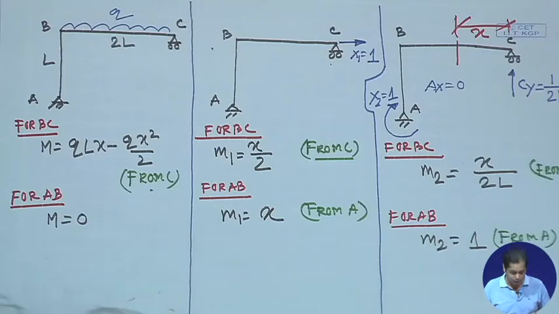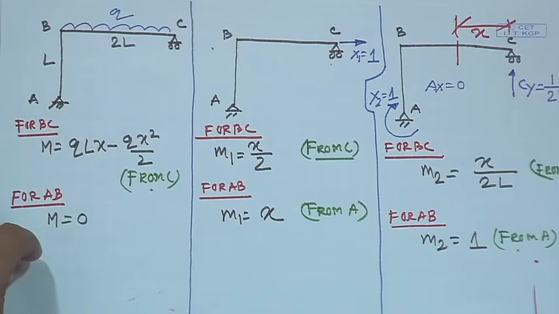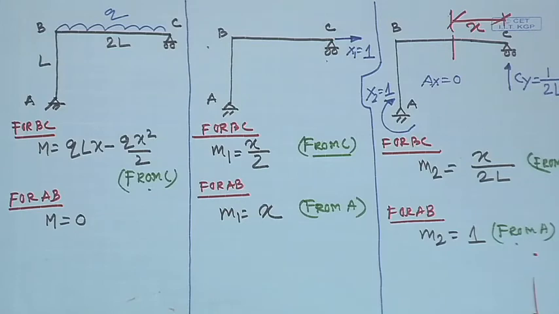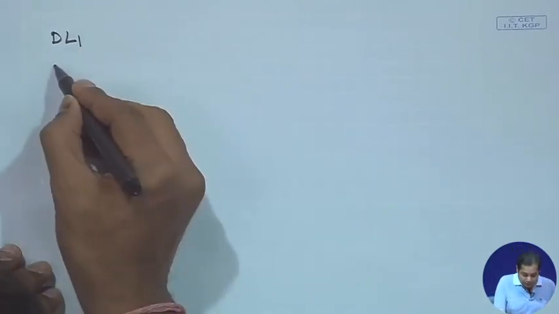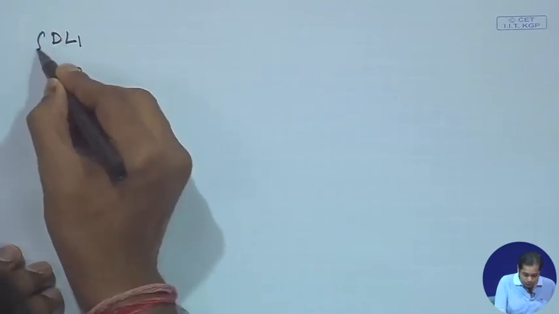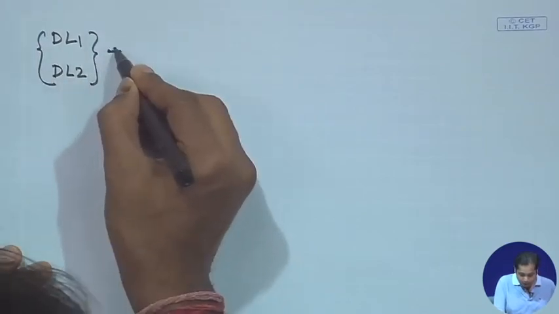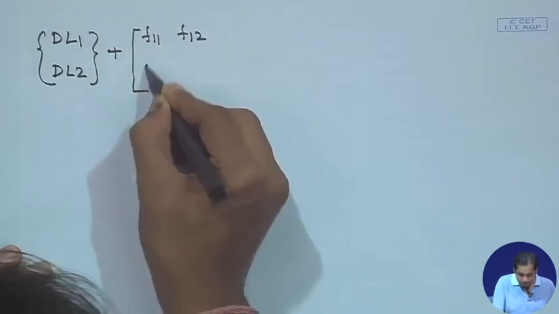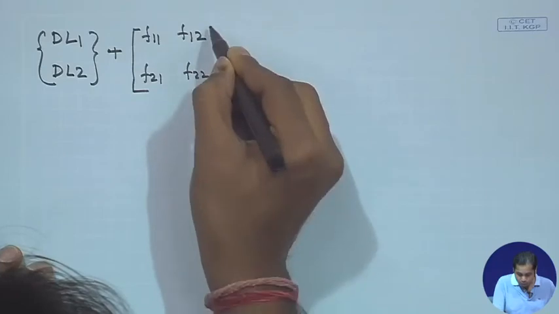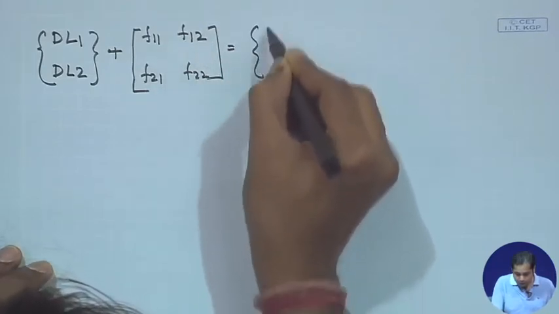What do we now need to find out? We need to find out the corresponding displacements and the flexibility coefficients. Now, what are the corresponding displacements and flexibility coefficients? The first displacement is dL 1. The final compatibility equation that we will have is dL 1 plus F 1 1 x 1 plus F 1 2 x 2 is equal to 0, and similarly for dL 2 with F 2 1 and F 2 2.